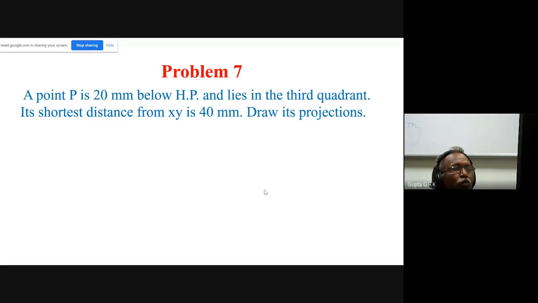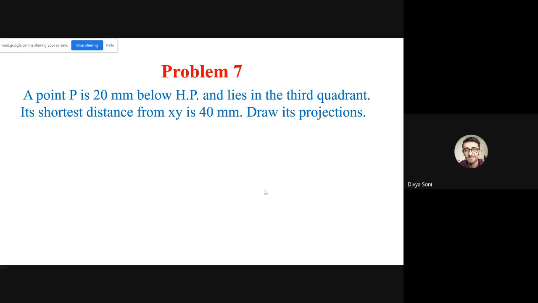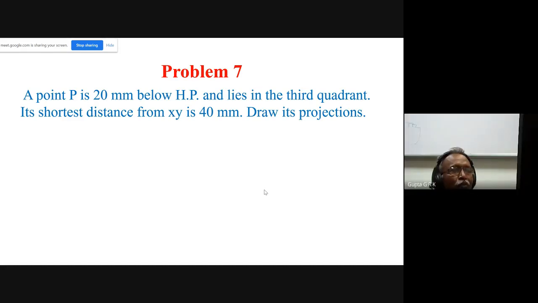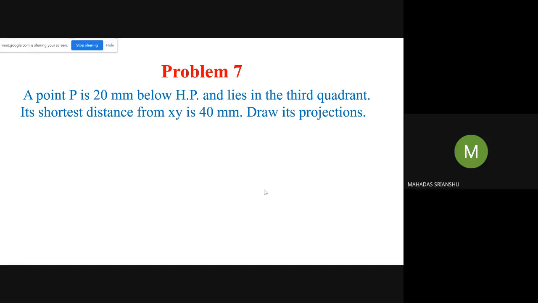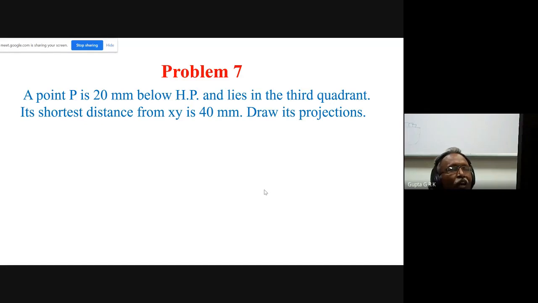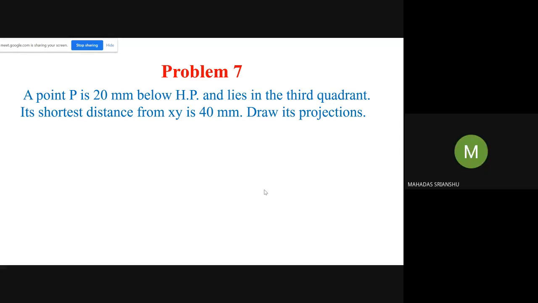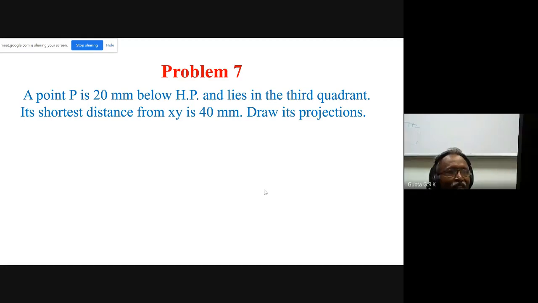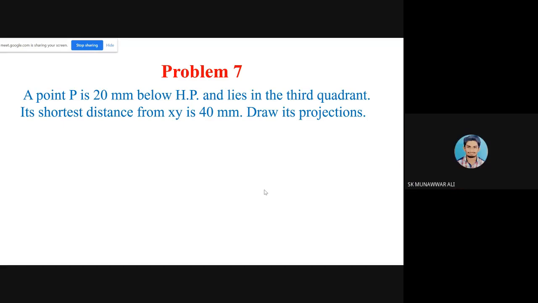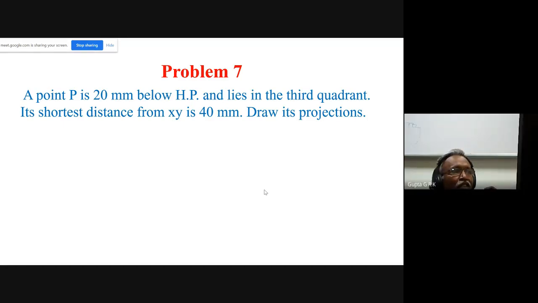The point P is 20 below HP. Means P dash is 20 below XY, and lies in the third quadrant. Means what is given? Behind the VP. In top view, front or behind? Top view should be behind VP, so below or above XY? Above XY. Third quadrant: top view comes above XY because it is behind VP. Its shortest distance from XY is 40 mm. Draw its projection.